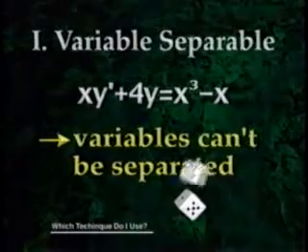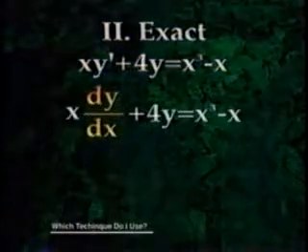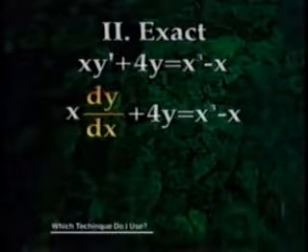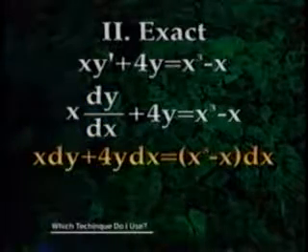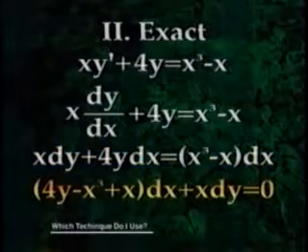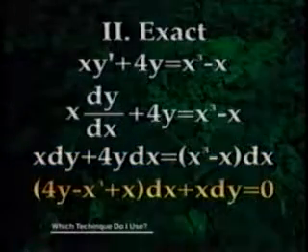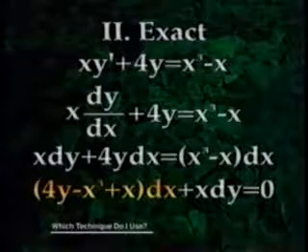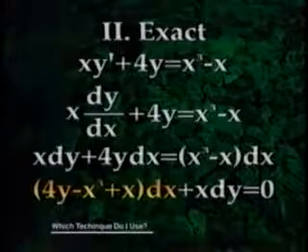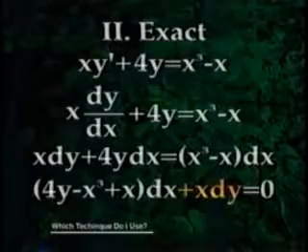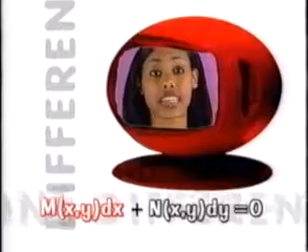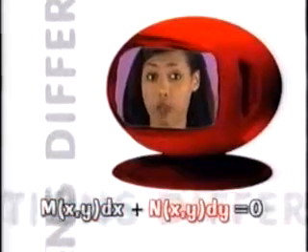So, no dice here. The second type of differential equation we studied was the exact type. To put this equation into exact form, we need to make a few adjustments. First, rewrite the y prime as dy dx. Next, multiply through by dx. And finally, gather all the dx and dy terms together. Doing so, we end up with (4y minus x cubed plus x) times dx plus x times dy equals 0. Remember, with the exact form, we labeled the dx part M and the dy part N.